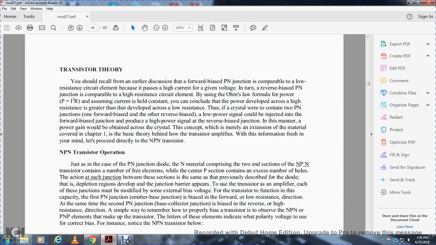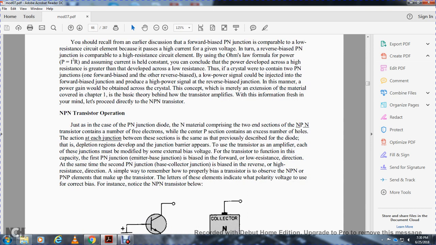let's proceed to the next: negative positive negative transistor operation. Just as in the positive negative junction diode, the negative material composed in the N section of the negative positive negative transistor contains a number of free electrons, with the center positive section containing an excessive number of holes. The action of each of the junctions is the same as previously described. As in the diode, the depletion regions develop and the junction barrier appears.